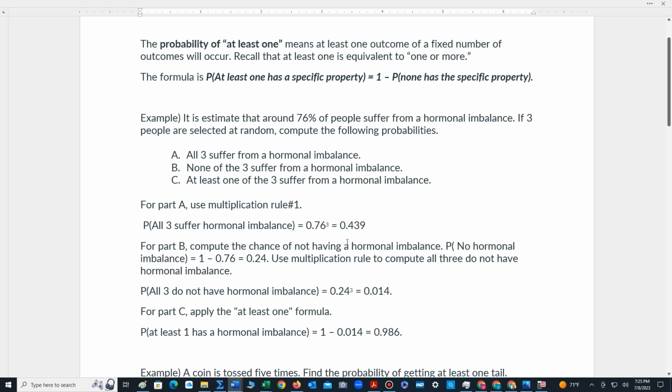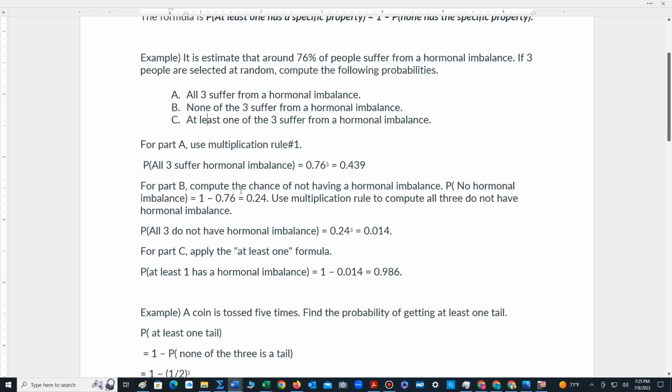It says the following: it's estimated that 76% of people suffer from hormonal imbalance. If 3 people are selected at random, compute the following. Part A says all 3 suffer from a hormonal imbalance. Part B, none of the 3 suffer from a hormonal imbalance. Part C, at least one of the 3 suffer from a hormonal imbalance.